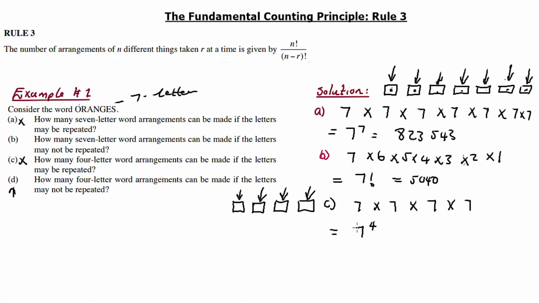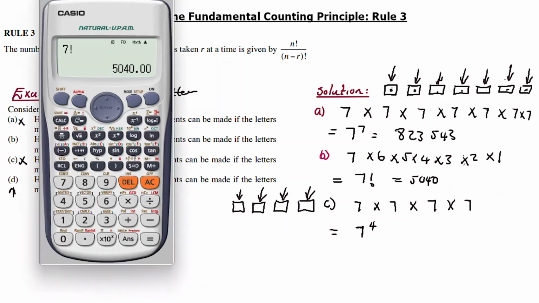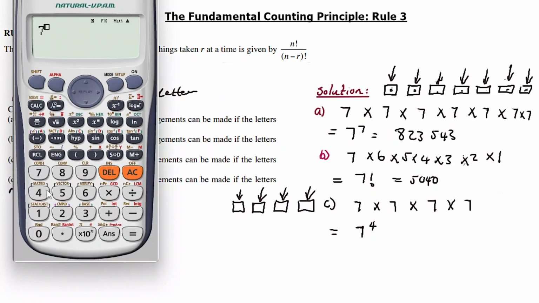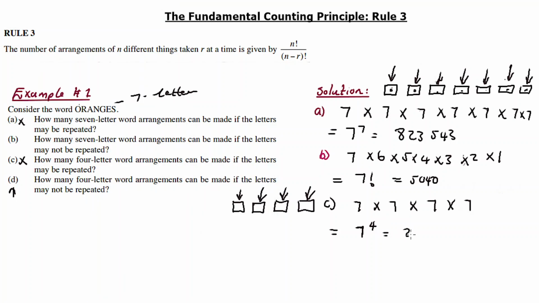If I write it in exponential notation, it is 7 raised to exponent 4. We get 7 raised to exponent 4, which is 2401. Now I answer it to get D.